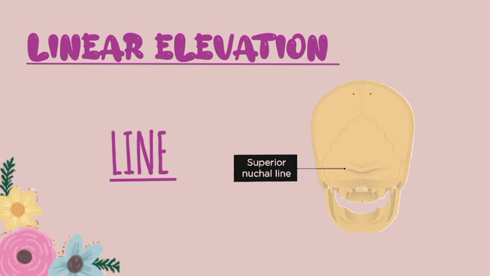If we take a look over the posterior view of the skull, you guys can see that this is the occipital bone located on the backside of a skull, and there is a superior nuchal line present over it. It is a line which is projecting above the surface of the occipital bone. Superior means something above, nuchal means the posterior or the back view, and the line is a straight thing which is projecting above the surface of the occipital bone.